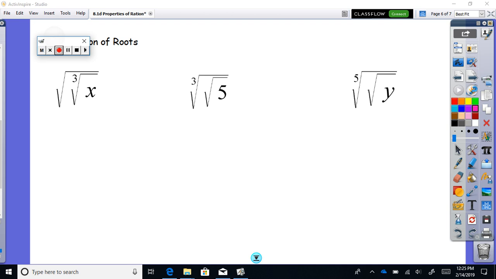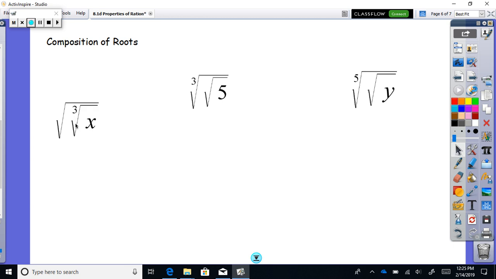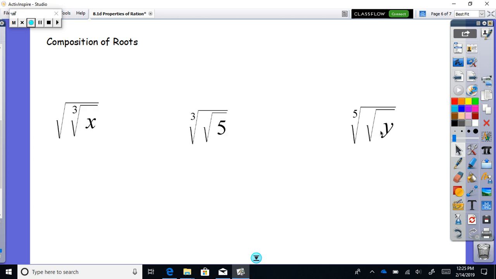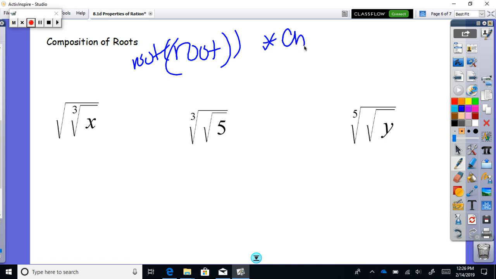The last thing we're looking at is the composition of roots. This is like if you have a root of another root. A root to a root. What you need to do if you see this is that you have a root, and then you're taking the root of that. So 2 roots inside each other. And the easiest way I think to do it is to change it to fraction exponents and then simplify.